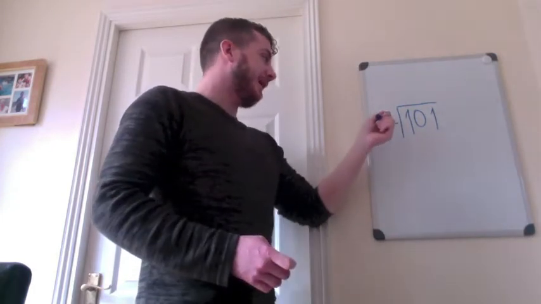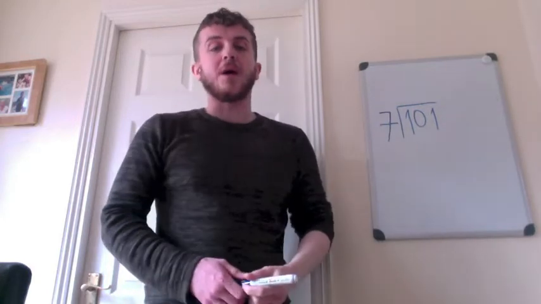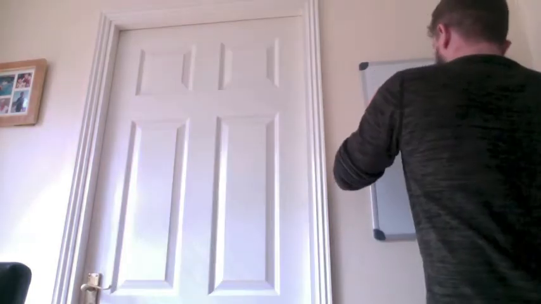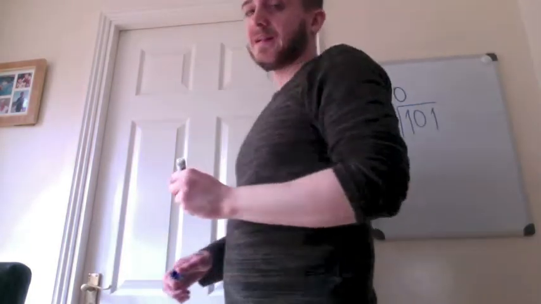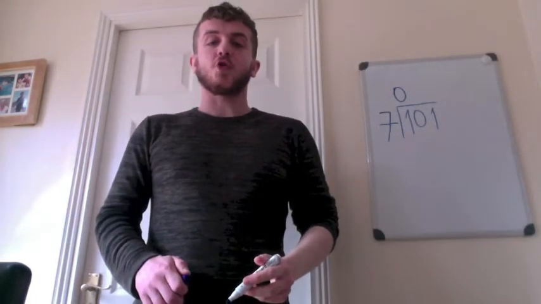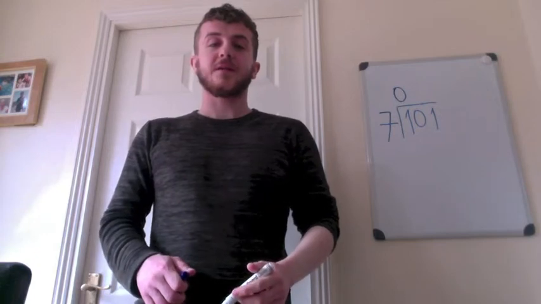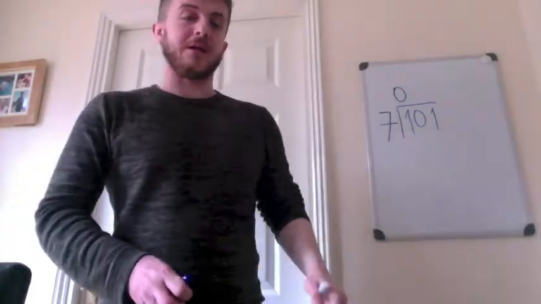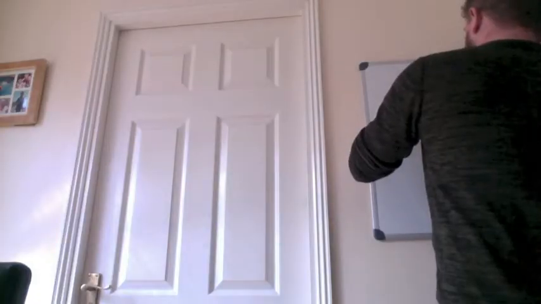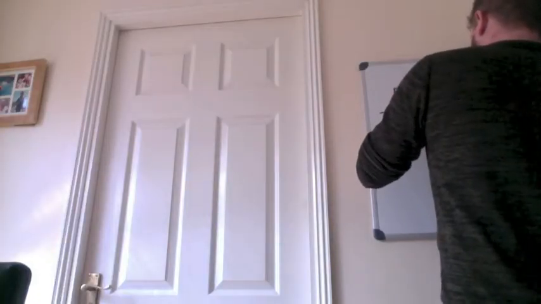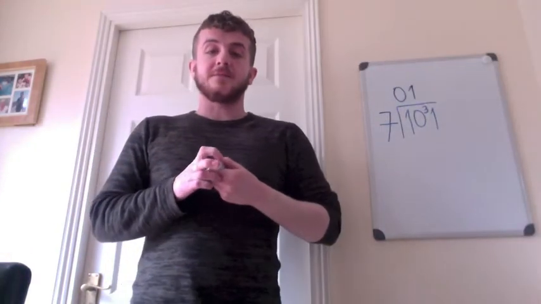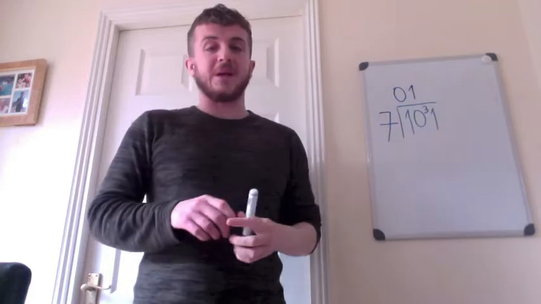Alright, so, how many 7s go into 1? 0. Now, how many 7s go into 10? Okay, nice and easy. 1 7 with a remainder of 3. Lovely.